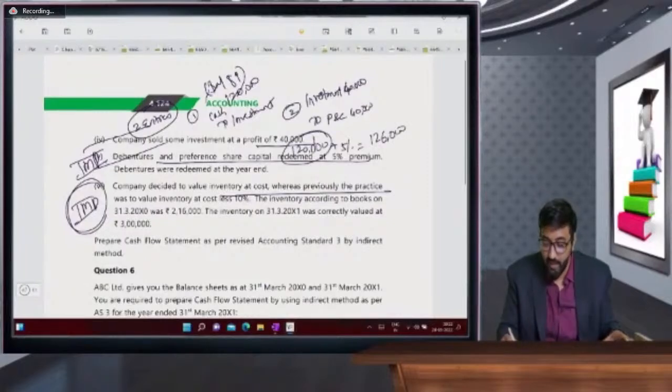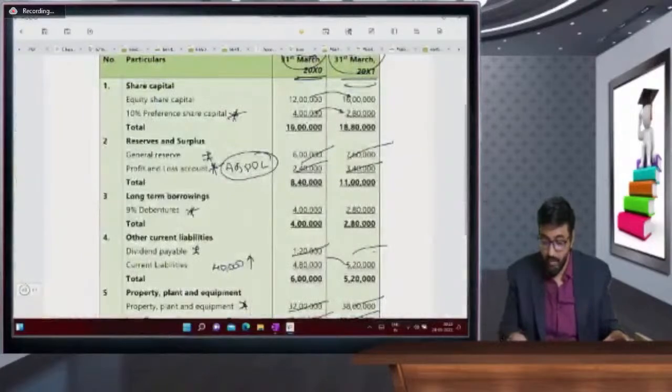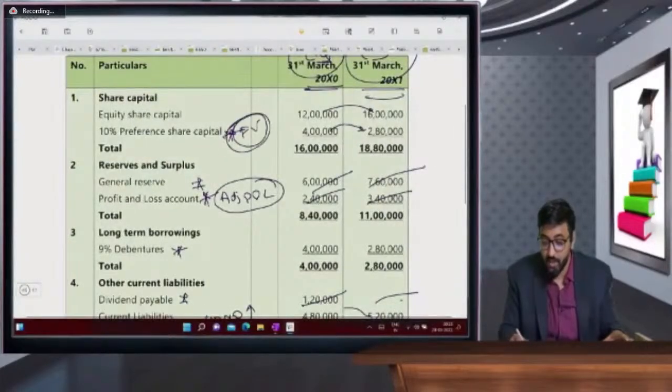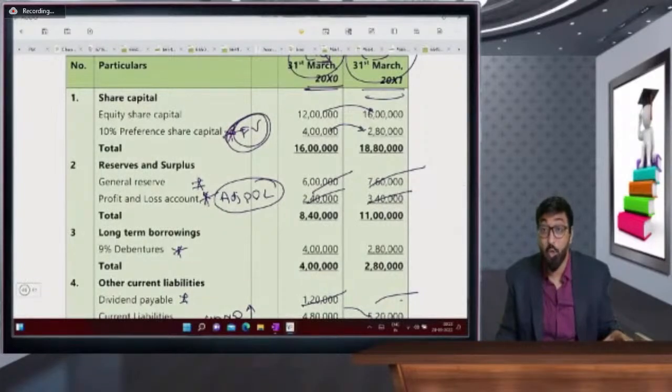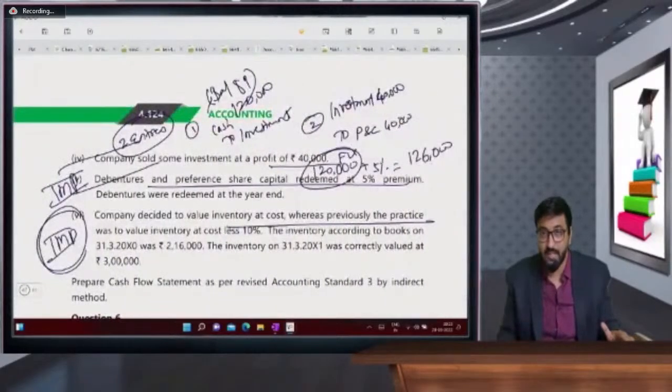1,20,000 is the face value. So debentures and preference shares are always shown at face value, correct? So 4 lakhs ka 280 means you are redeeming 120. You are redeeming 120 and 120 plus 5%, so it will be 1,26,000. It will be 1,26,000. You got this concept?